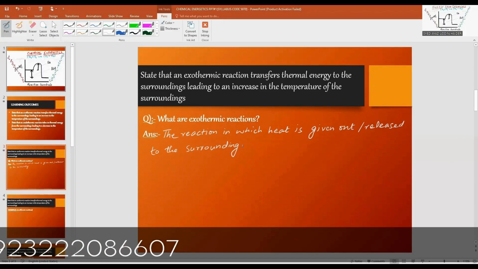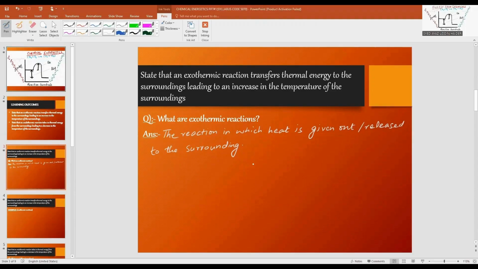As a result, there's a rise or increase in temperature of the surrounding. The temperature of the surrounding increases.